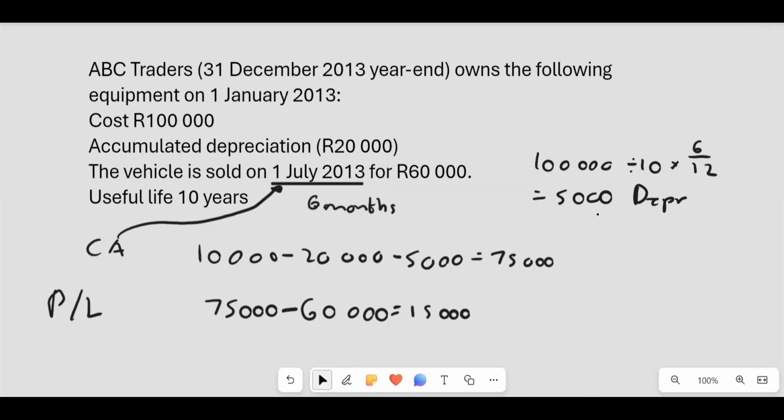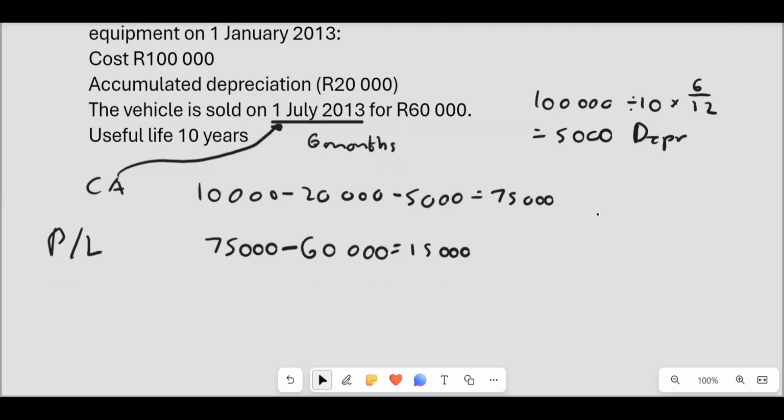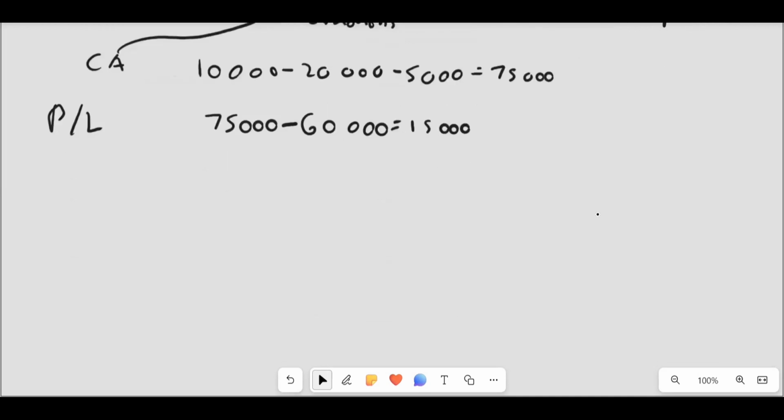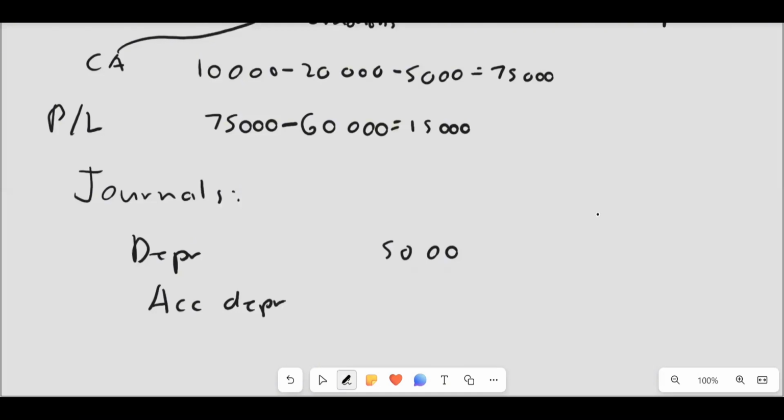Okay, so now I would advise that we do some journals. As you know, in accounting, you always have to know how to present whatever you're saying so that it can be useful to the users of the financial statements, right? Depreciation would be debited by 5,000, which is the current year depreciation, right? And then obviously we're going to credit accumulated depreciation with the same amount.